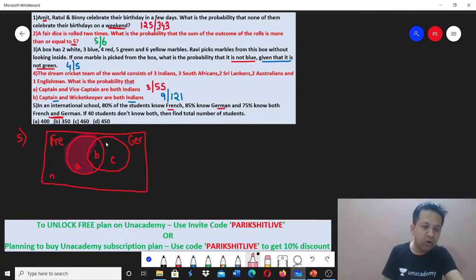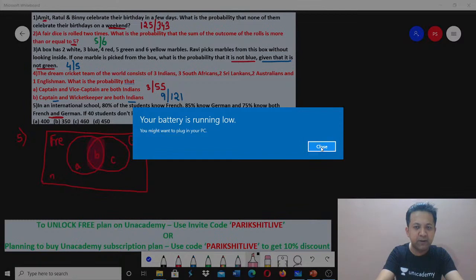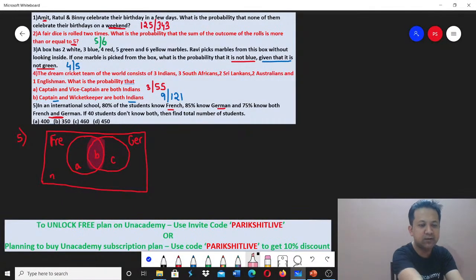Only French. What is C? C is this portion. What is this portion? Only and only German. What is B? B is both French and German. Then what is N? N is neither of the two.